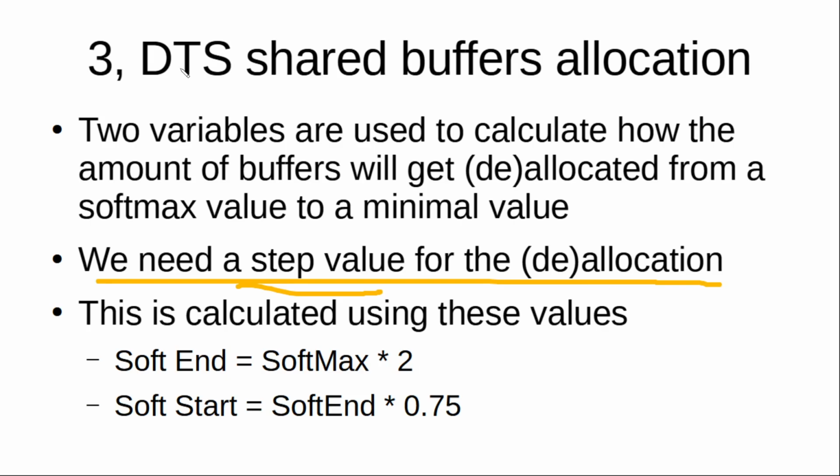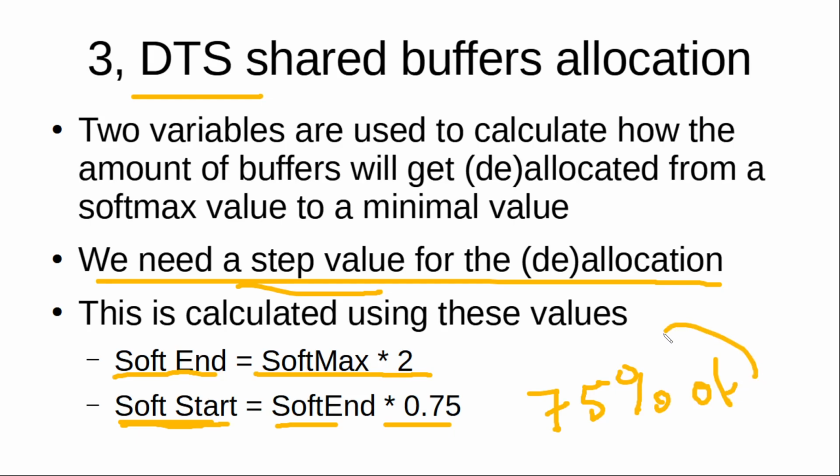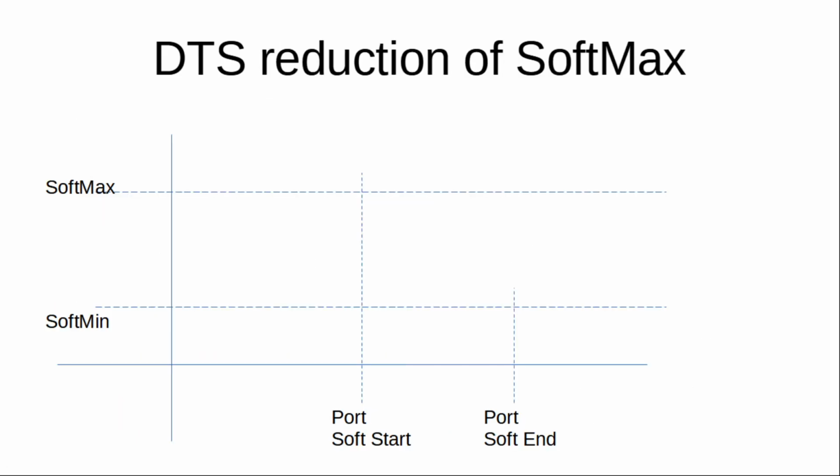In order to do so, DTS will need two values: SOFTEND and SOFTStart. SOFTEND will be calculated using SOFTMAX by 2, and SOFTStart will be calculated using SOFTEND multiplied by 0.75. So the SOFTStart is 75% of SOFTEND. So using these values, we can calculate a step.